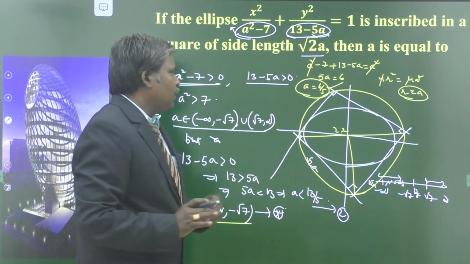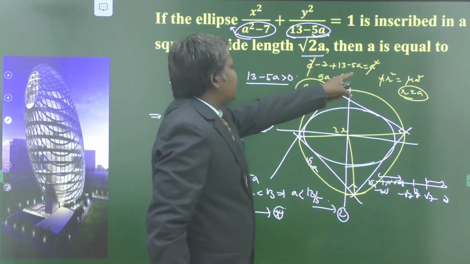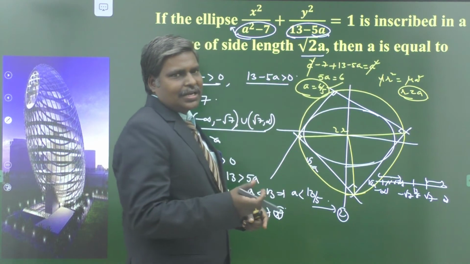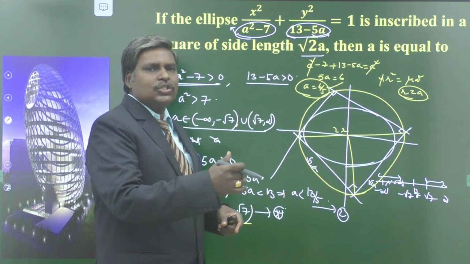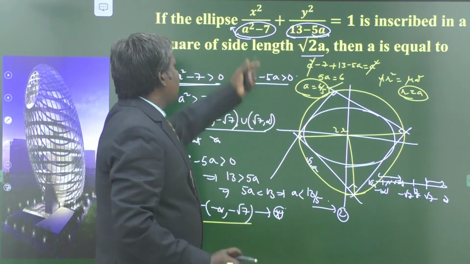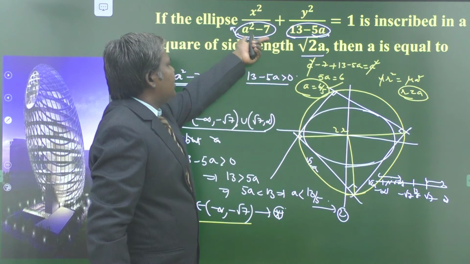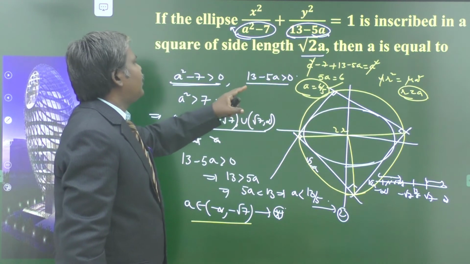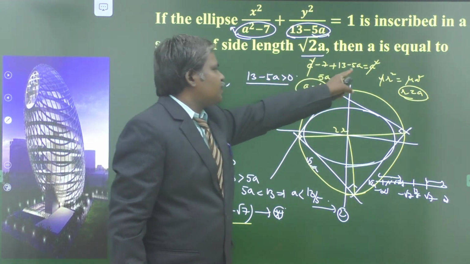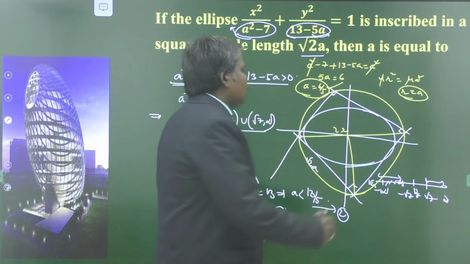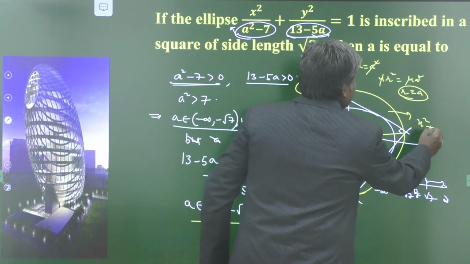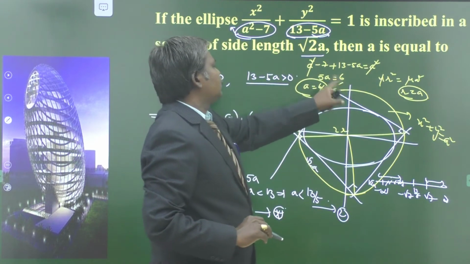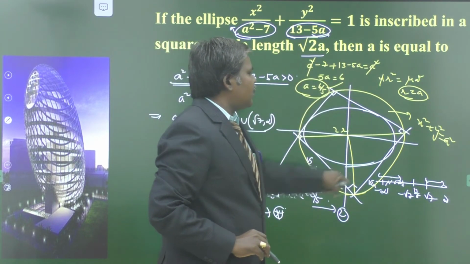That is 5. So how can we write this one as a square? A square minus 7 plus 13 minus 5a. What is the director circle equation? X square plus y square is equal to a square plus b square. What is a square here? Instead of a square you have a square minus 7. Instead of b square you have 13 minus 5a. So what is the square of the radius of your director circle? This much. From that, what is the director circle equation? This is the director circle. X square plus y square is equal to a square for this problem. So equate both. This is from the definition. This is from the diagram itself.